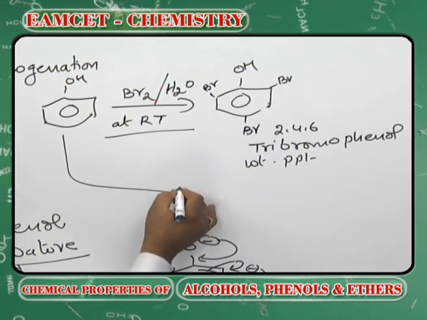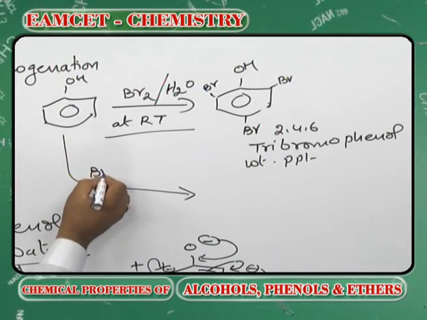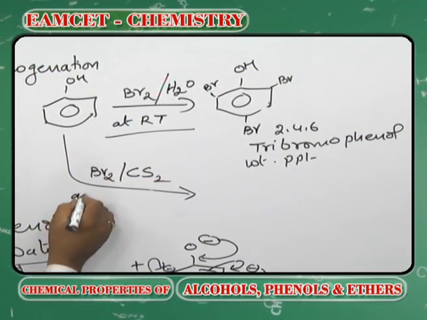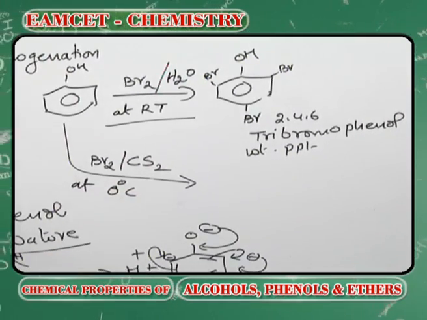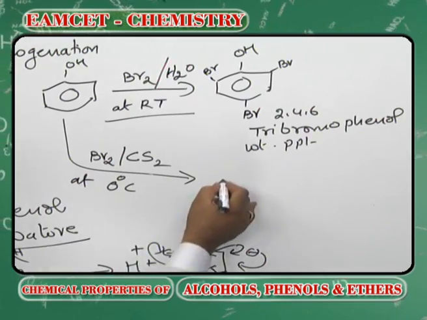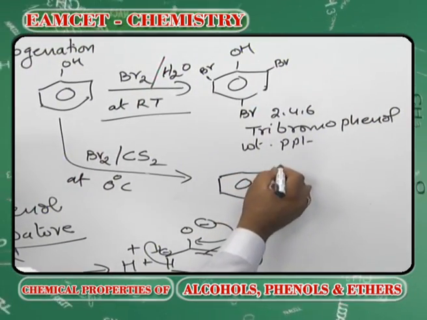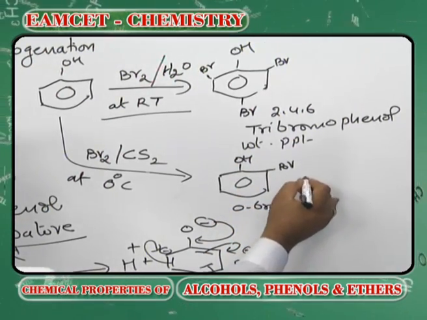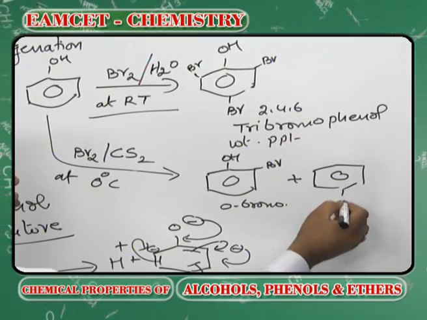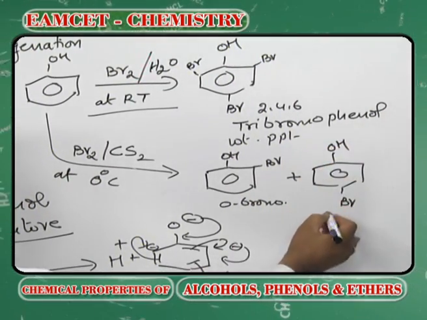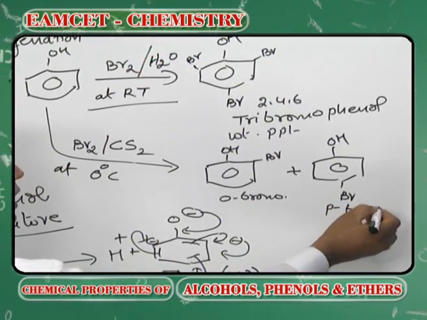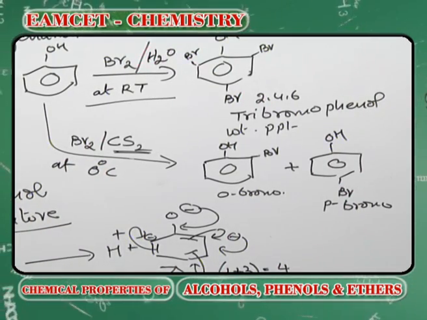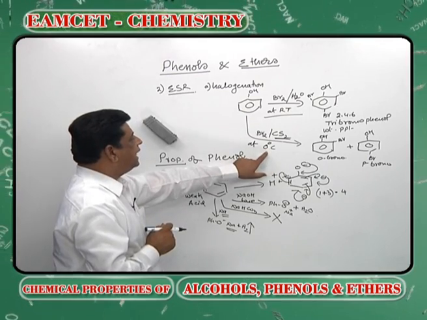The same reaction, as I said previously, with bromine dissolved in CS2, which is a non-polar solvent, and the temperature at 0 degree centigrade. That means a much lower temperature, then you will get only one bromo getting into the ring, that is orthobromophenol and parabromophenol, a mixture is going to form. Parabromophenol and orthobromophenol products are coming. The non-polar solvent decreases the reactivity of the phenol, and low temperature decreases the reactivity.